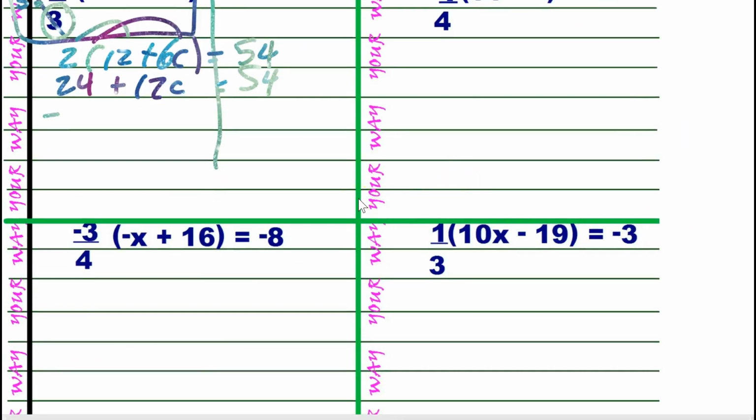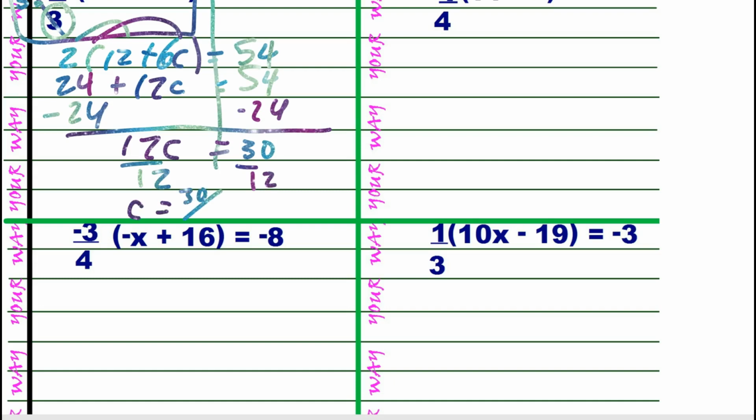All right, subtract 24 from both sides. And we get 12c is equal to 30. And then we divide by 12. c is equal to 30 twelfths, but that's not simplified. So you need to simplify this. You can divide both numbers by 2. You get 15 over 6. And you can divide it by 3, and you'll end up with 5 over 4.